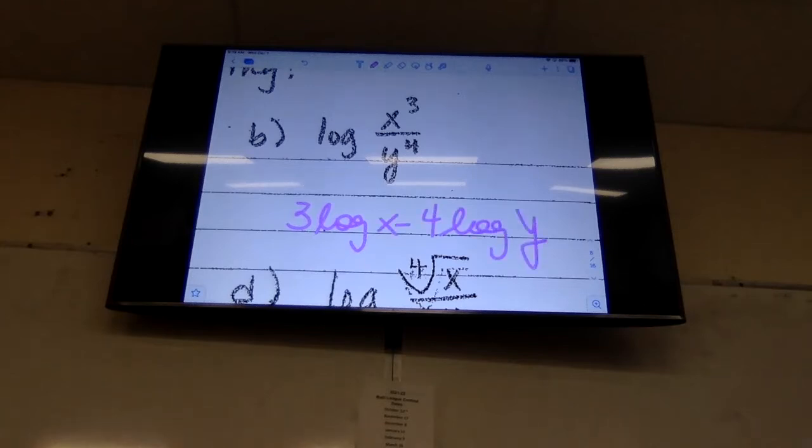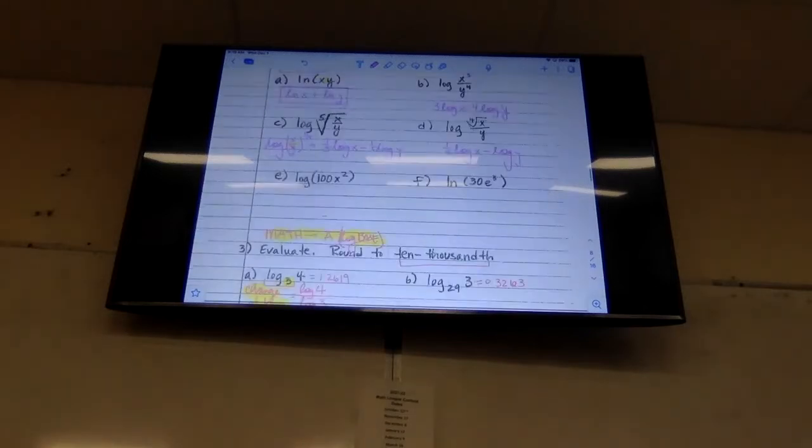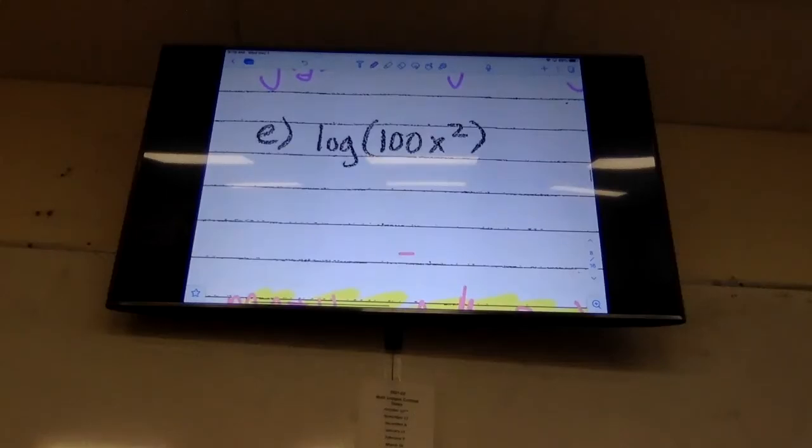All right, I thought B was pretty self-explanatory. You guys all get 3 log x minus 4 log y. Perfect. On these other ones, on number E, I'm actually going to push us a little bit farther. I have a multiplication here between the 100 and the x squared, so I'm going to split it to be log of 100 plus log of x squared. And we physically see that there's an exponent with x squared, so we're going to make that 2 log x.